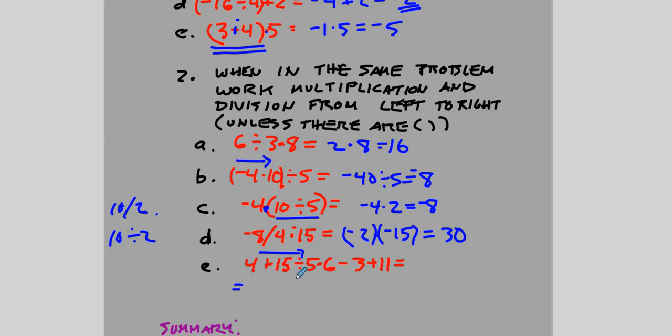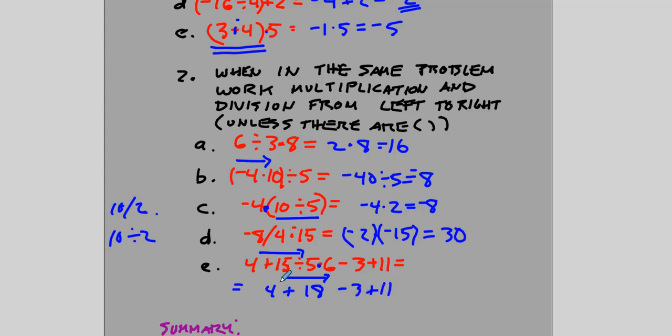Addition, I don't do that first. This is a multiplication. So I work left to right here. This is the first thing I do. I take 15 divided by 5 is 3 times 6 is 18. So I have 4 plus 18. I'm replacing this with 18 minus 3 plus 11.